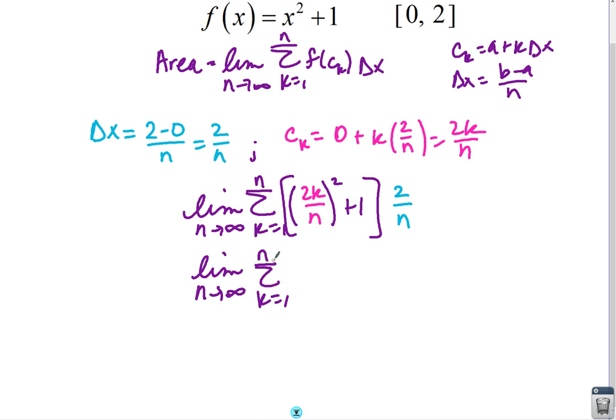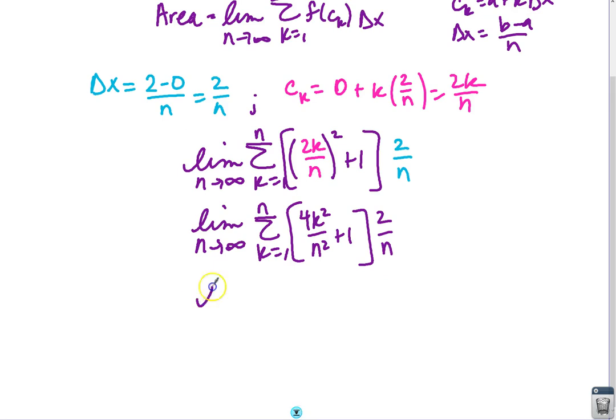All right, so I'm going to go ahead and multiply that out on the inside. So 4k squared over n squared plus 1 times 2 over n, limit as n approaches infinity, sum from k equals 1 to n. This is now going to become 8k squared over n cubed plus 2 over n.